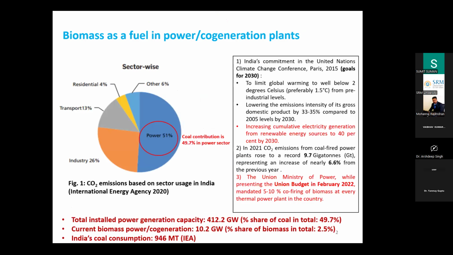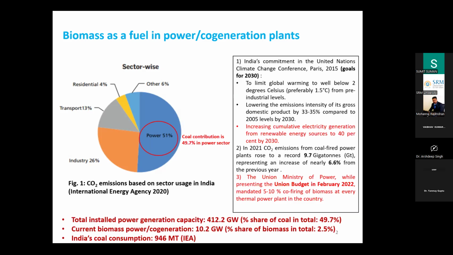On the left-hand side, figure 1 shows the CO2 emissions based on sector usage in India. The data is around 2020, but if we see the recent data, it is close to 50% for the power sector in India. It generates 50% of the total CO2 emission in India, and in this power sector, approximately 45 to 50% is contributed by coal combustion, for the production of electricity or other industrial processes.